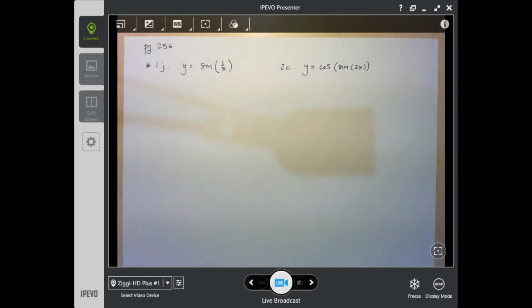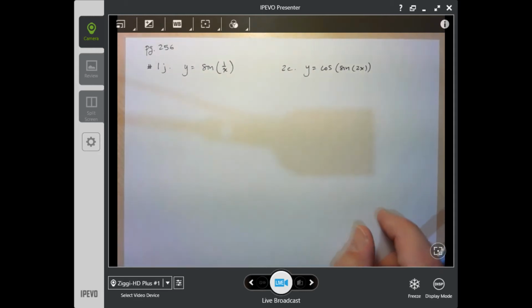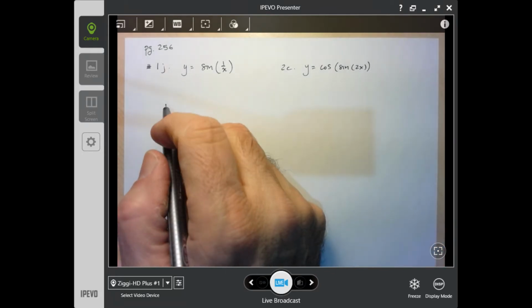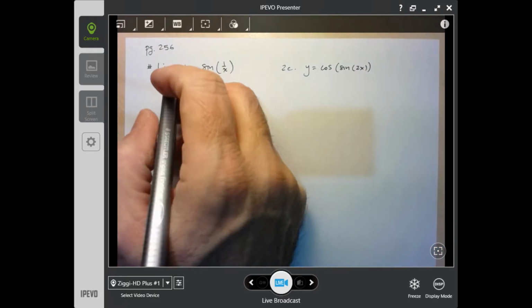Hi folks, we're going to take a look at a couple of questions of taking derivatives with trigonometric functions. So we'll start with page 256, 1J. They give us this function here and they want us to find the derivative.